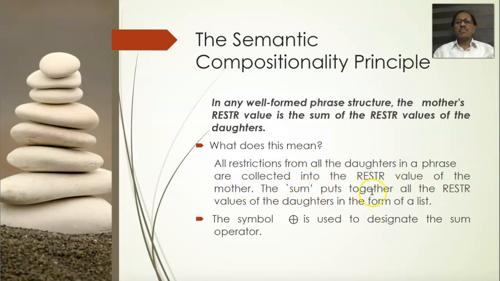So the sum puts together all the restriction values of daughters in the form of a list. Right? The restriction value of the determiner, the restriction value of the noun, the restriction value of the prepositional phrase are put together as a list, found as a list for the restriction value of the mother node, or the noun phrase. And we represent the sum operation with the symbol plus. Okay, this is the semantic compositionality principle.